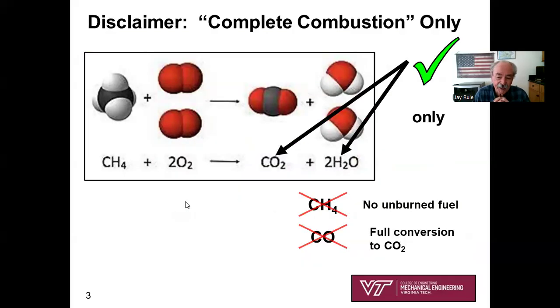So here's my disclaimer about Chapter 13. When we're combining hydrocarbon fuels with either oxygen or air, we're going to say in Chapter 13 that we've got complete combustion. In other words, we've got CO2 and H2O as an exhaust product, and something that is not going to be in the exhaust is unburned fuel. In other words, CH4 doesn't come over to the right-hand side unburned.